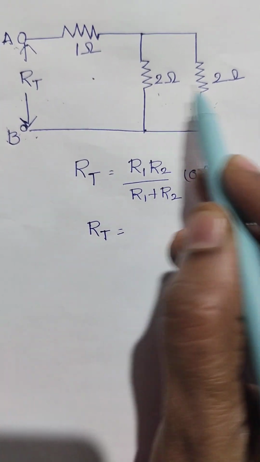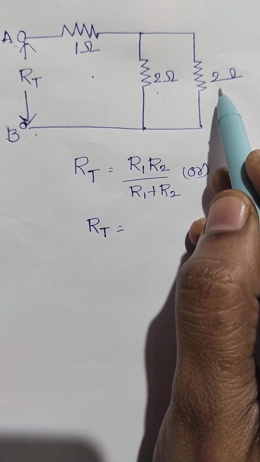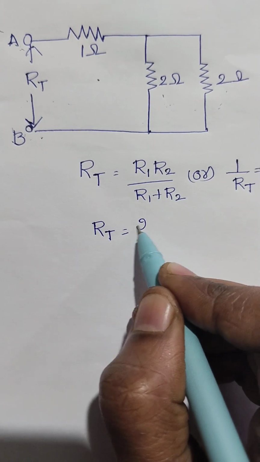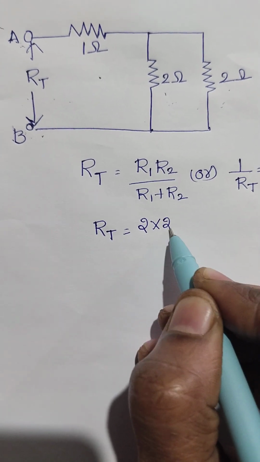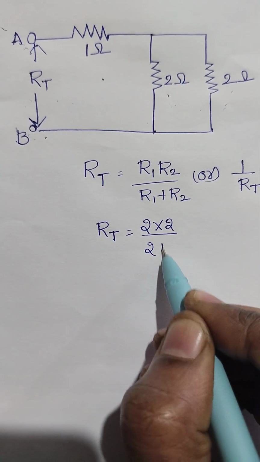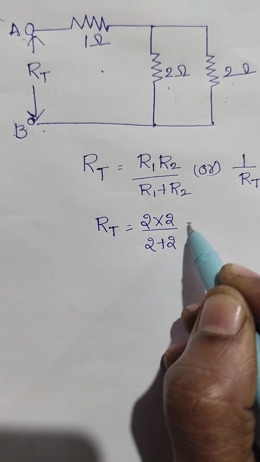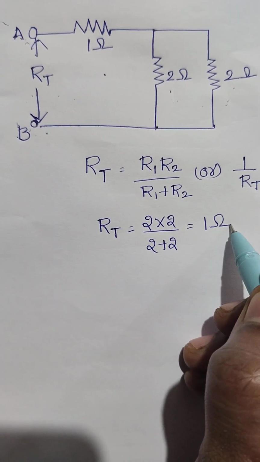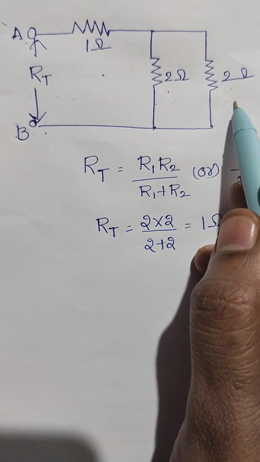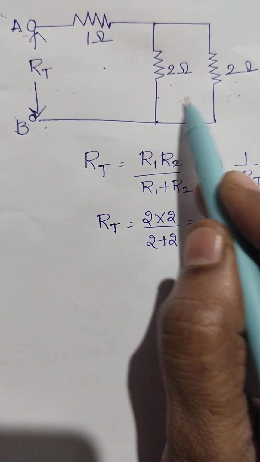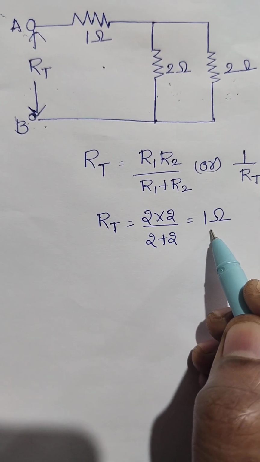R1 value is 2 ohms and R2 value is 2 ohms. So 2 into 2 by 2 plus 2. So R total for these two resistors in parallel in this circuit is 1 ohm.